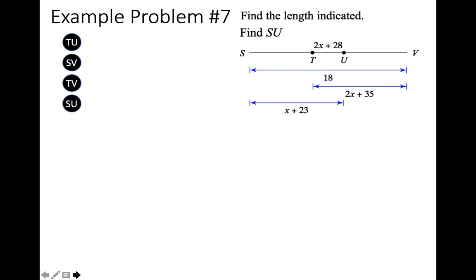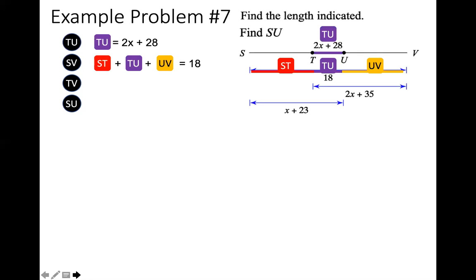Okay, great. Now we're going to figure out all the different segments that make up those. For example, the top line is just that purple piece, TU. So I can create an equation and say that TU, that purple piece, equals 2x plus 28. Where did 2x plus 28 come from? It's right on my diagram. The next one, SV, is actually made up of 3 segments. It's made up of ST, which I'll put in red, TU, I'll put in purple again, and UV, which I'll put in yellow. If I add all 3 of these together, that gets me 18, again from my diagram.